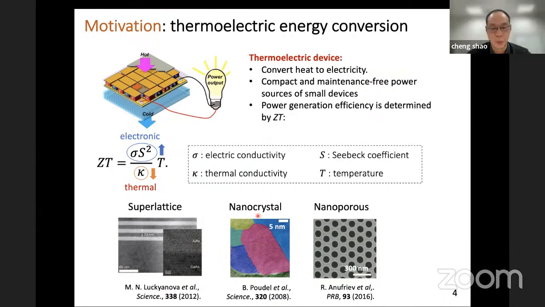Yeah. So we are taking advantage that the phonon mean free path is much larger than the electron mean free path. Which means that the phonons are more likely to scatter at the boundaries or the large structures. So for example, each interface or boundary will impair the flow of the phonon particle. So that will reduce the thermal conductivity of the material.